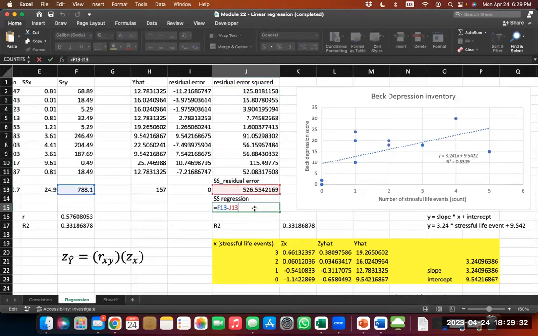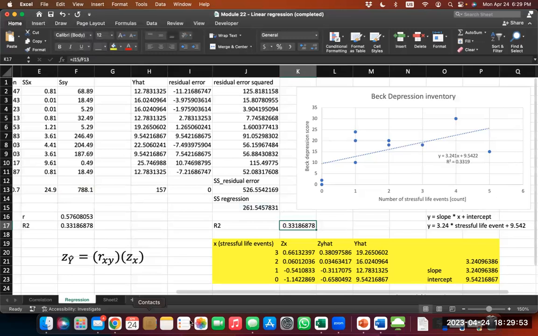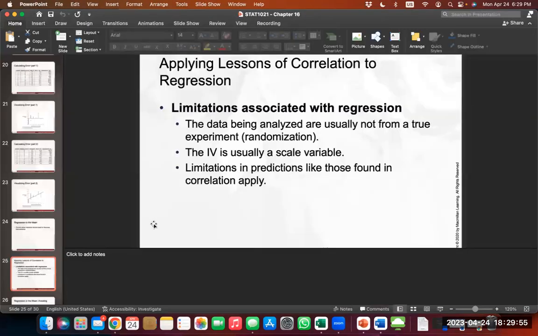The difference between 788 and 526 is 261. And the R squared is now 261 divided by 788. And that gets us this proportion that the regression function has now explained. So that's this proportion that we're quantifying. And today we're going to dig a little deeper into this.